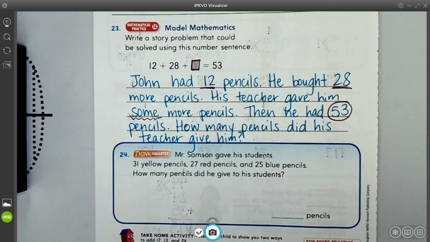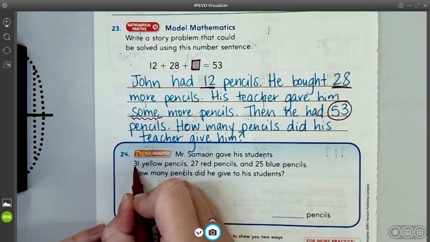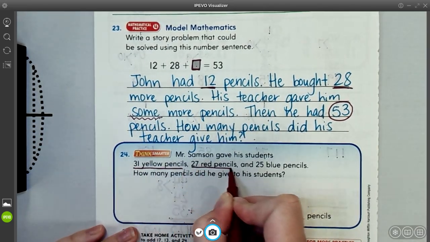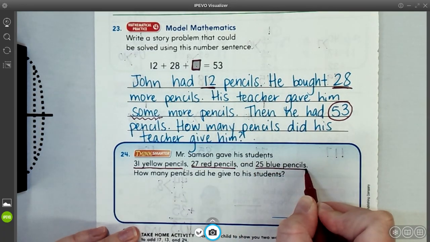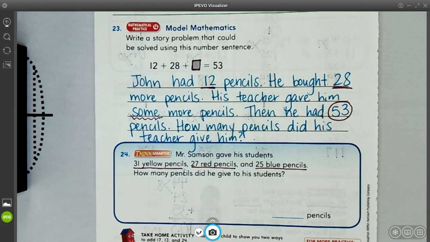Number 24, think smarter. Mr. Sampson gave his students 31 yellow pencils, 27 red pencils, and 25 blue pencils. How many pencils did he give to the students? Go ahead and write this problem out and then solve it. Press play when you're ready.